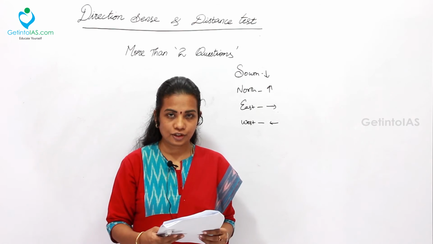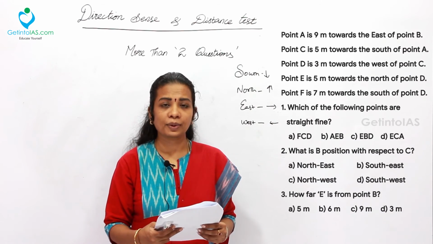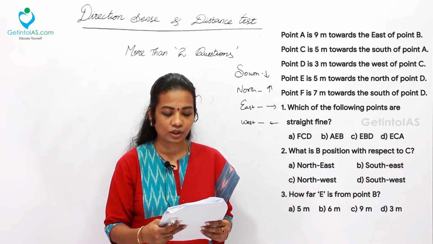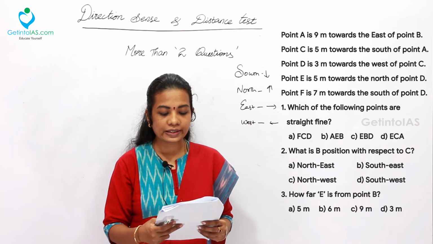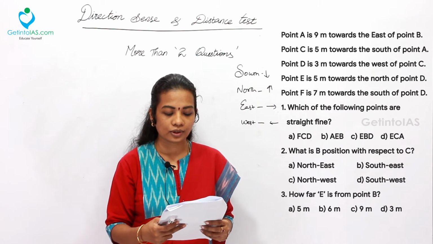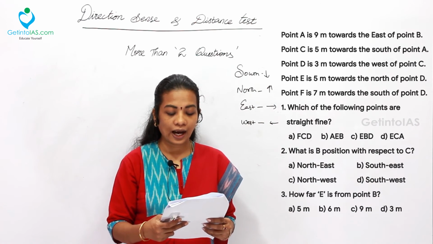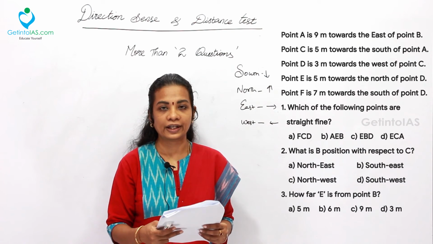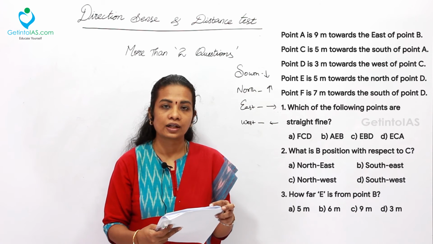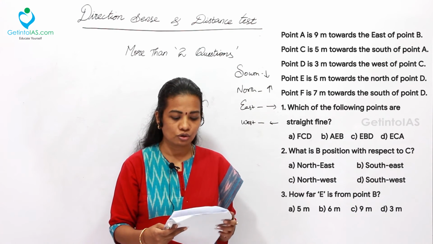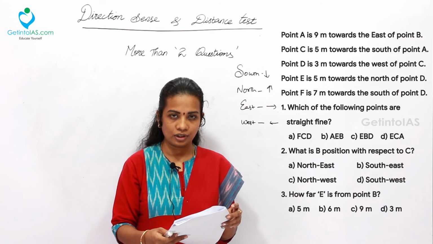That's all. The next question, point A is 9 meter towards the east of point B. Point C is 5 meter towards the south of point A. Point D is 3 meter towards the west of point C. Point E is 5 meter towards the north of point D. And point F is 7 meter towards the south of point D. So first we want to make the diagram for this question, and following there are 3 sub questions. So you will be having marks for these questions.